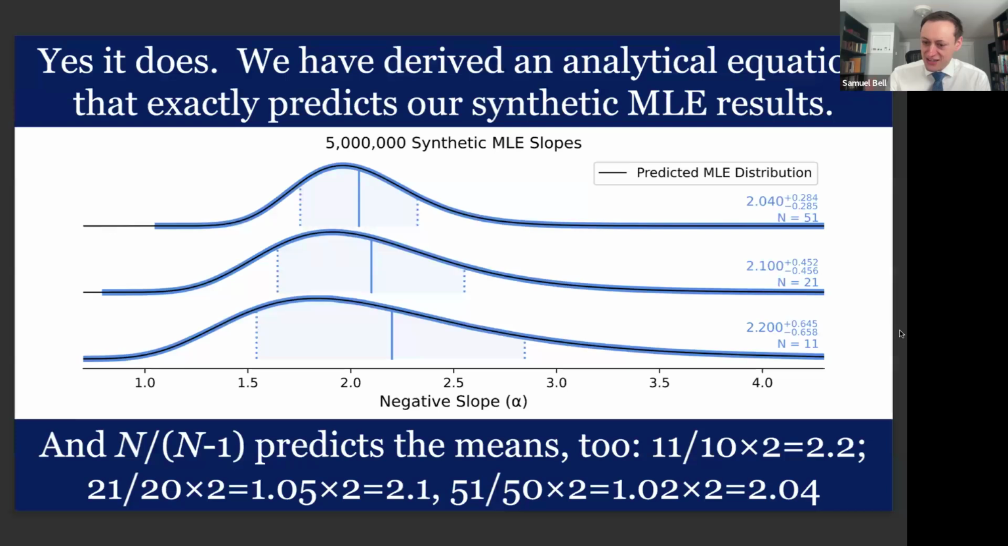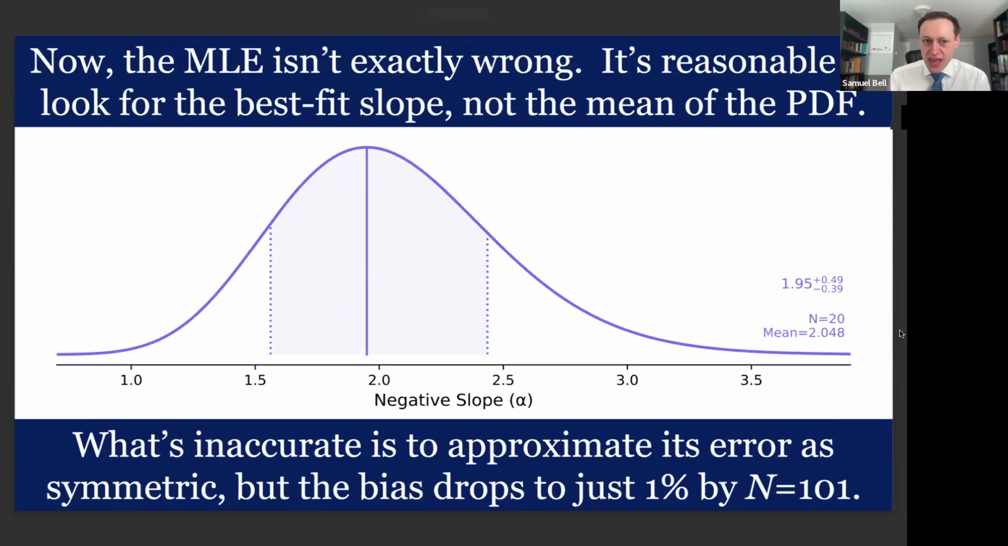11/10 times 2 is 2.2. 21/20 times 2 is 1.05 times 2, or 2.1. 51/50 times 2 is 1.02 times 2, or 2.04. It really is that simple and beautiful. And now the MLE isn't exactly wrong. It's reasonable to look for the best fit slope, not the mean of the PDF. What's inaccurate is to approximate its error as symmetric. But the bias does drop to just 1% by n of 101.